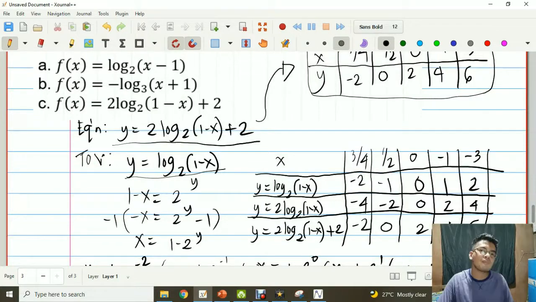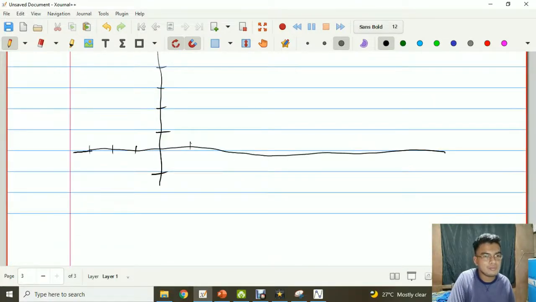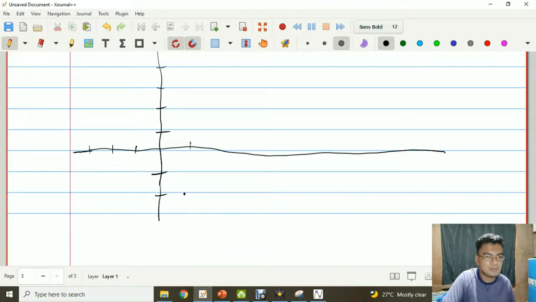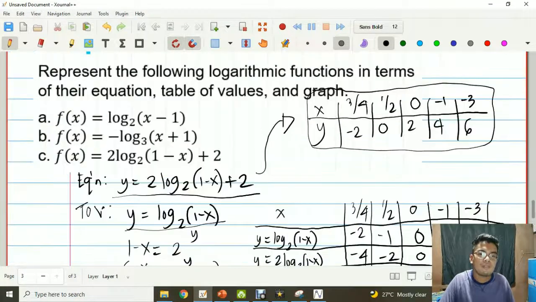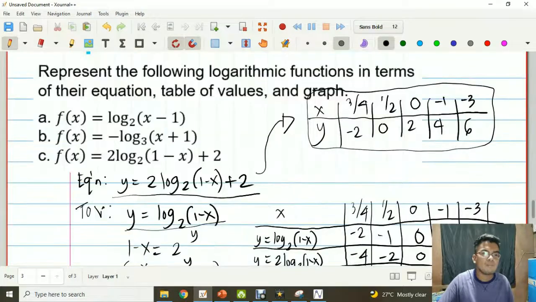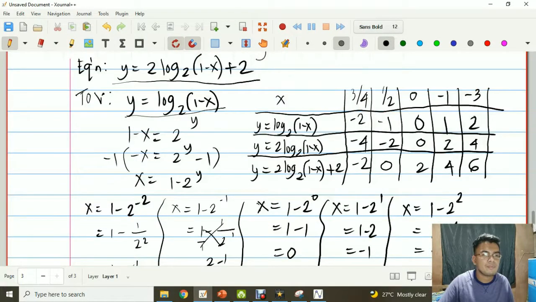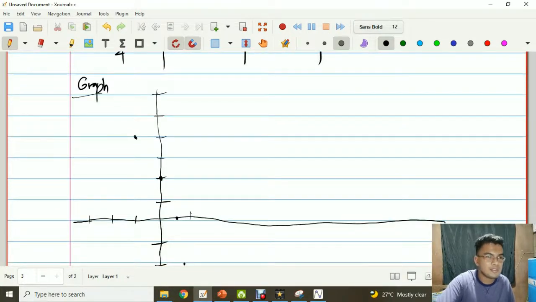And then, if x is 3 all over 4, y will be negative 2. So, dito yung 3 all over 4, y will be negative 2. If x is 1/2, y will be 0. So, 1/2 siya. Ito yun. If x is 0, y will be positive 2. And if x is negative 1, y will be positive 4. So, andito yung point na yun. If x is negative 3, y will be positive 6. So, andun yung kanyang point.